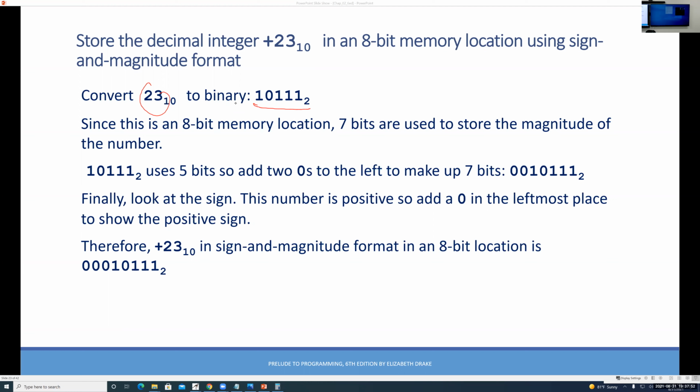Okay, so now I think here is this one. If you want to convert the 23 decimal to 8 bits, sorry.